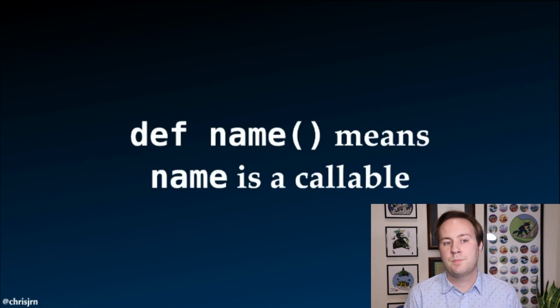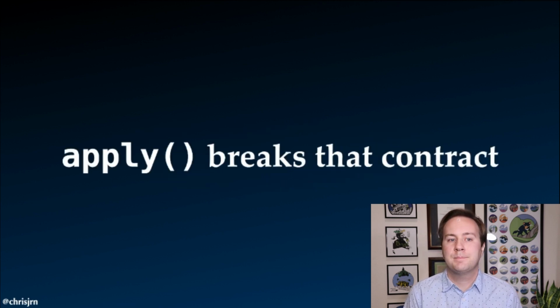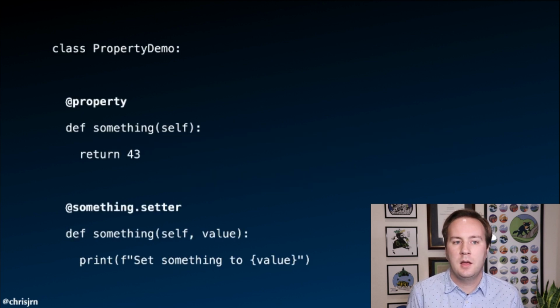And in Python, when you say def name, well, that explicitly means that name is a callable. That's a contract with you, the developer, and decorators let you break that contract easily. So could they have done better? Well, okay, what if we made it so that the things that decorators put in their place are callables? Well, that would solve the immediate ambiguity.